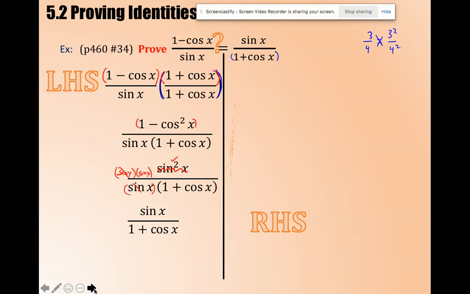And I'm done. No, you don't have to write QED. You just have to write the right-hand side. What I would normally do here is not write RHS. I would actually write the right-hand side, noticing that I haven't changed it at all.